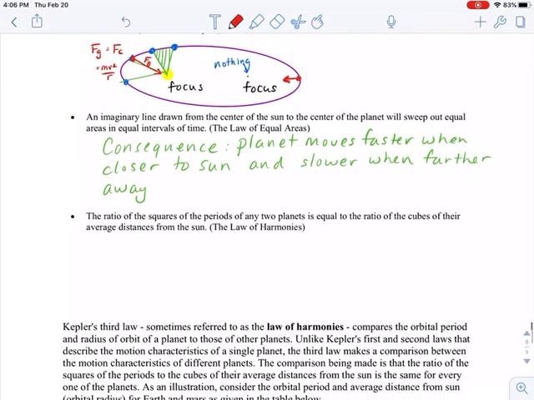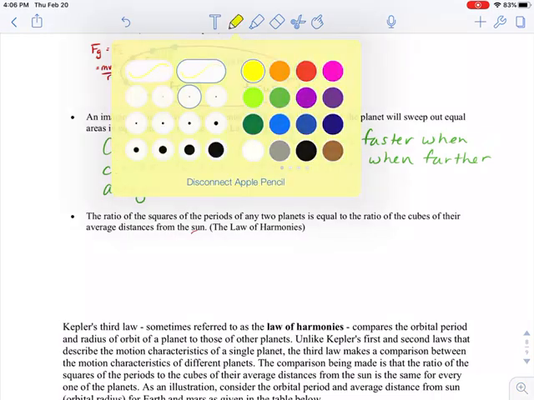Okay, the third law that Kepler came up with is that the squares of the periods of any two planets is equal to the ratio of the cubes of their average distances from the sun. So here's what that means.